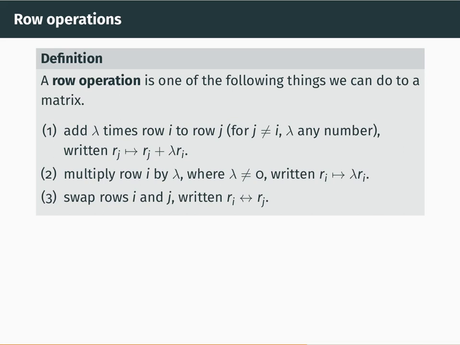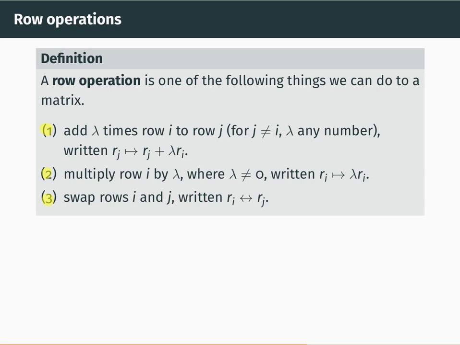Here's the definition of a row operation. A row operation is one of the following 3 different things which you can do to a matrix. First, adding lambda times row i to row j. And in this case, lambda is a number and j is a row not equal to i. The second type of row operation is multiplying row i by lambda, where lambda is not equal to 0. And the third type is swapping 2 rows i and j.